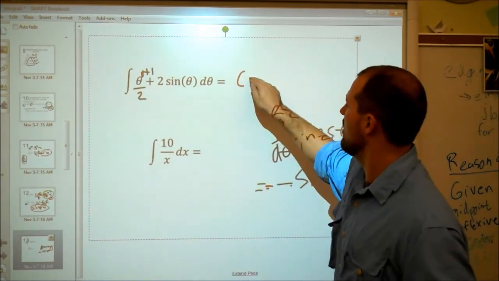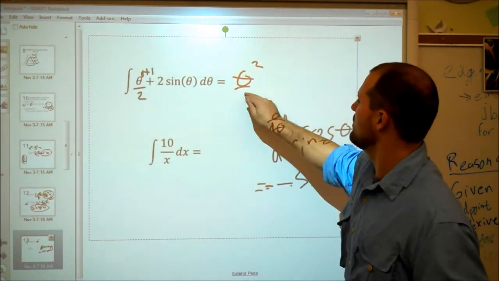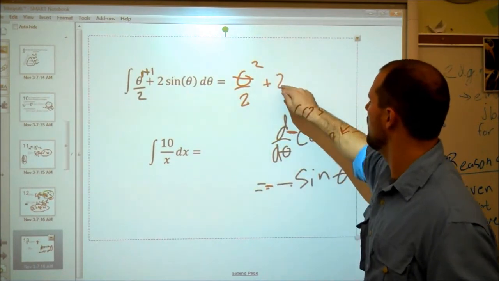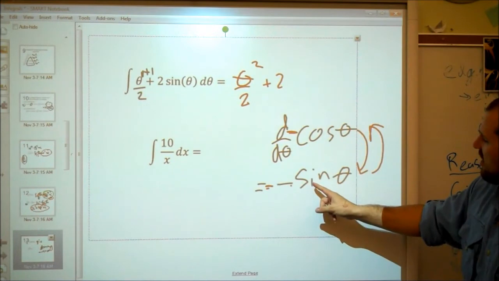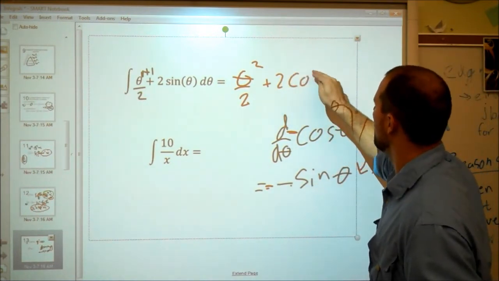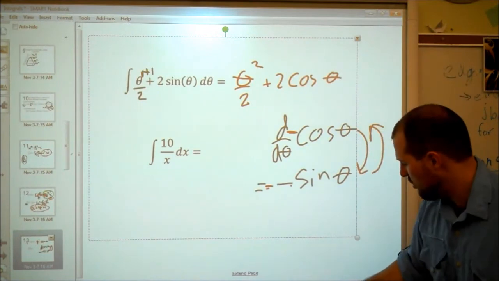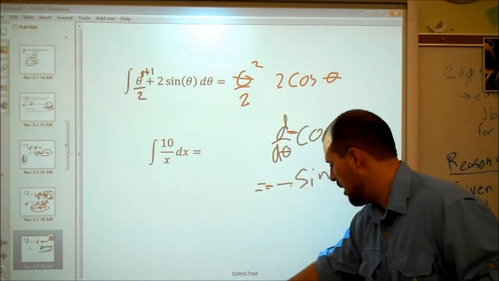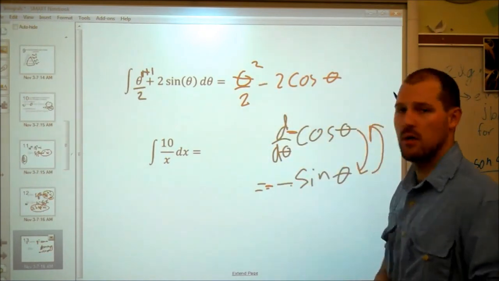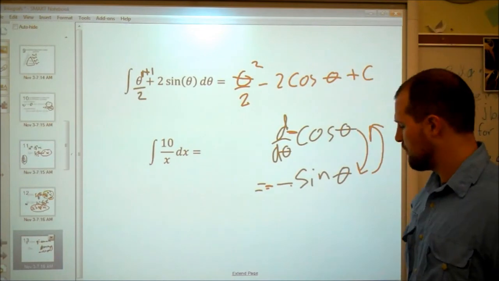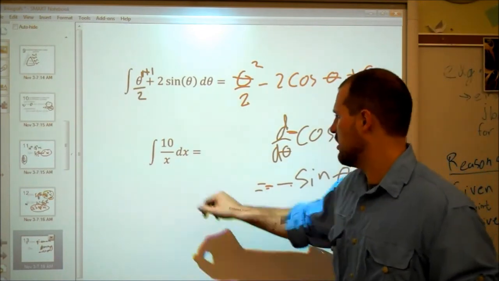So what I get then is theta squared over 2. Bring the 2 in, and then I have a minus cosine, or a negative cosine. And so what I'm going to do is I'm going to bring that negative to the front. I'm not going to let it sit in there with extra parentheses and things. I'm going to bring it right here. What did I forget? Plus c. Okay.